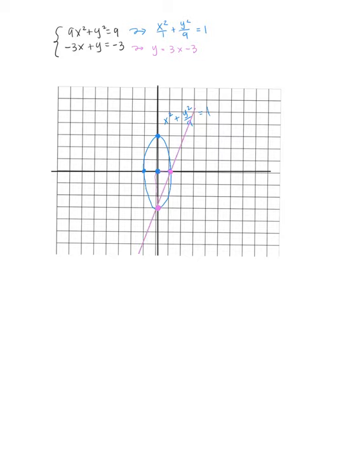All right, so where are the points of intersection? I see one here. This point right here would be when x is 1 and y is 0. And I also see another point of intersection here, where our x value is 0 and our y value is negative 3. So does it match up with the answer that we got by solving the system by the substitution method? The answer is yes. So we did it right.